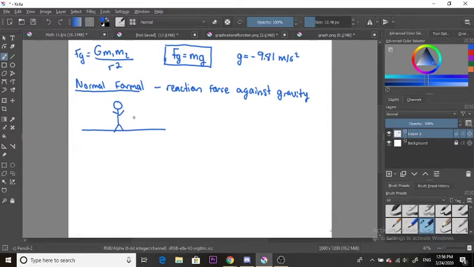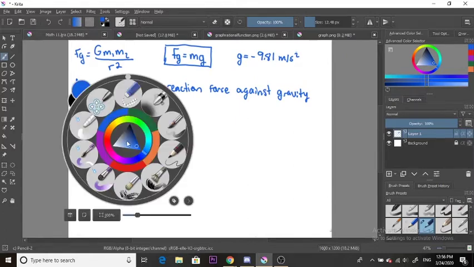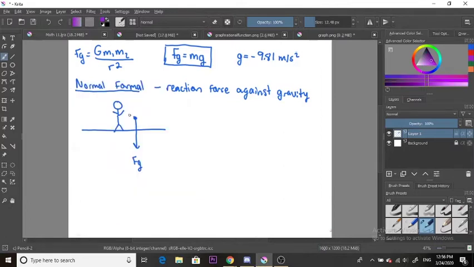We know that there is a gravitational pull towards the center of the Earth, but we also know that this person is not going to just sink into the Earth, right? This person is going to be actually pushed up against the Earth. And this force, it's pushing up, is called your normal force. It is the reaction against gravity.